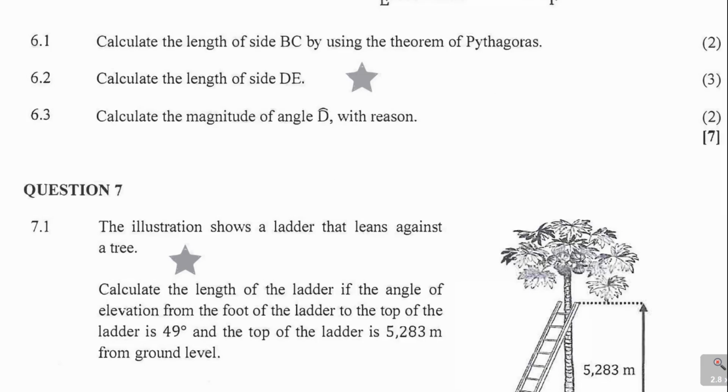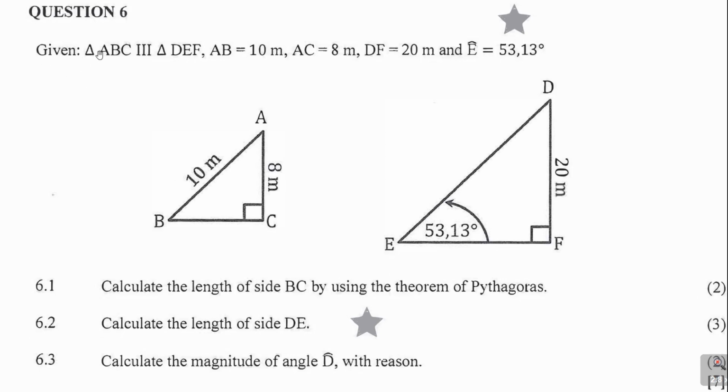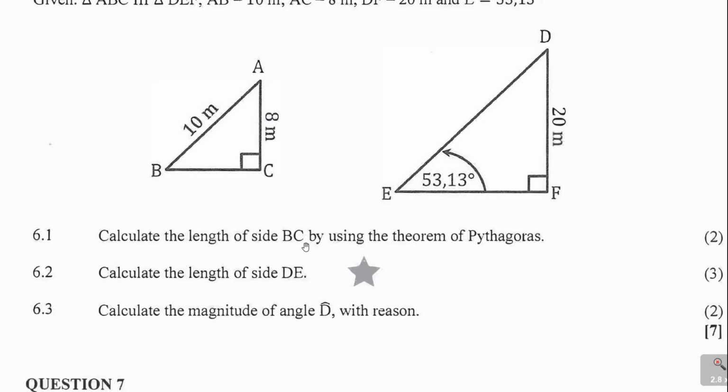Now let's look at the last part, and we are wrapping this up. We're looking at question 6. It says, given triangle ABC is similar, that's a similar sign, to triangle DEF. Some confuse it with congruency. This is the congruency sign, so that is a similar sign. AB is 10, AC is 8, DF is 20, and EF is 53.3. Question 6.1 says calculate the length of side BC by using the theorem of Pythagoras.